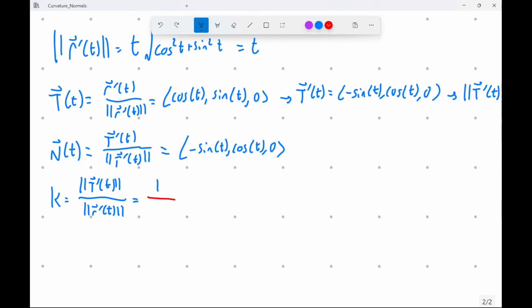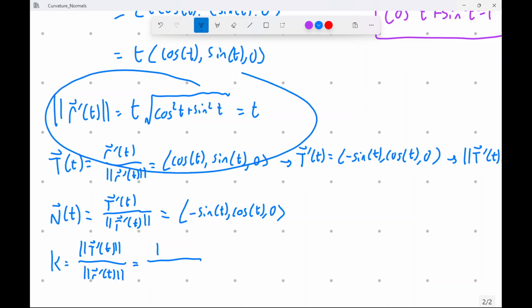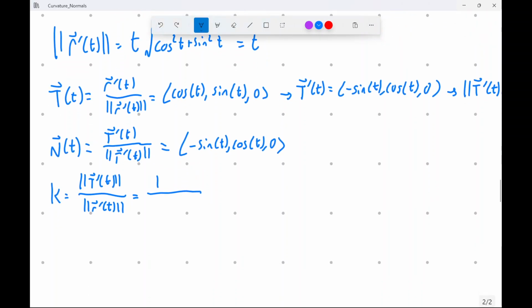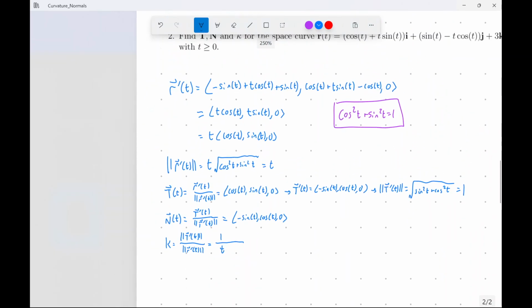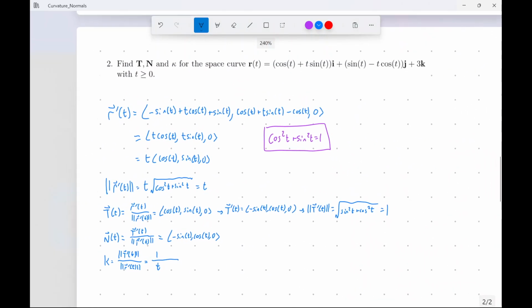And then the length of r prime of t, oh no, not red, blue. Length of r prime of t, we did that way up here. And that length was t. So it's just 1 over t, which is a very nice curvature. Okay, so that one's a little bit simpler.